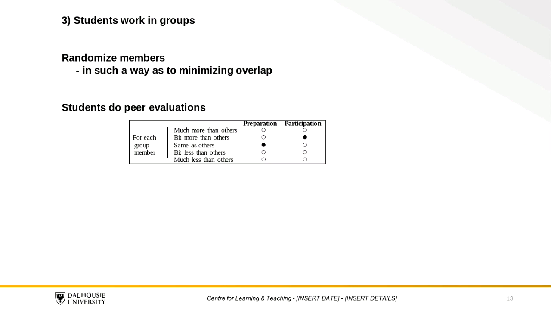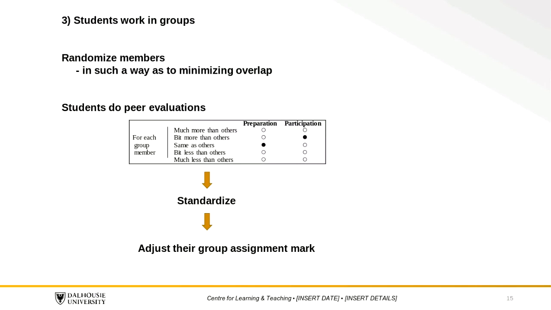Or a bit more or a bit less than others, or much more or much less than others. And after that, I turn the marks into numbers and standardize them and adjust their group assignment mark based on that. So what I mean is that on average, if a student did the same as everyone else in the group, then their final mark for that assignment would be just what their assignment was marked. If they do better than their group, then their mark is higher. If the student does worse than the group, their assignment mark is lower.